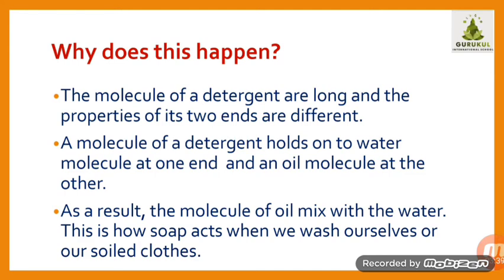A molecule of detergent holds on to a water molecule at one end and an oil molecule at the other end. So the molecule of detergent powder has different properties: at one end it holds the water and at the other end it holds the oil. As a result, the molecule of oil mixes with the water. This is how soap acts when we wash ourselves or our soiled clothes.